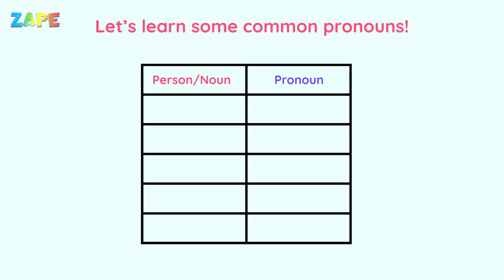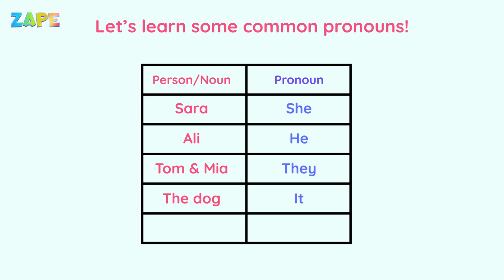Let's learn some common pronouns. Sarah, she. Ali, he. Tom and Mia, they. The dog, it. You and I, we. These little words help us speak clearly without repeating names all the time.